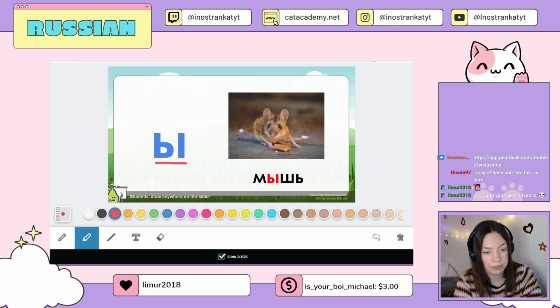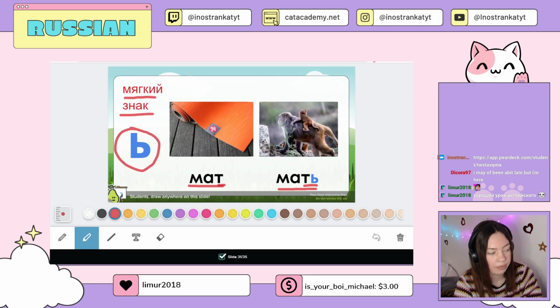Мышь, a mouse, мышь. Again, no sound, but мягкий знак, a soft symbol. Мат means like a yoga mat, or мать, mother. Мат, мать.